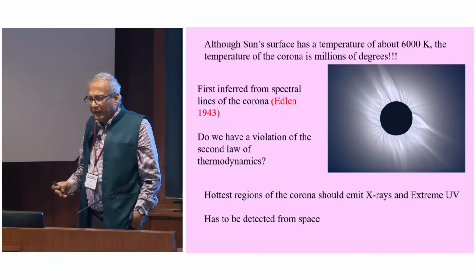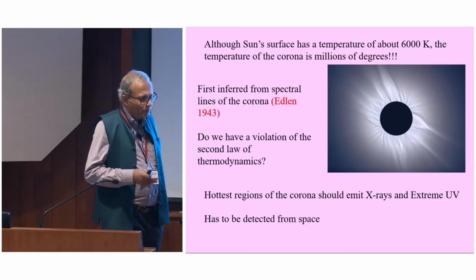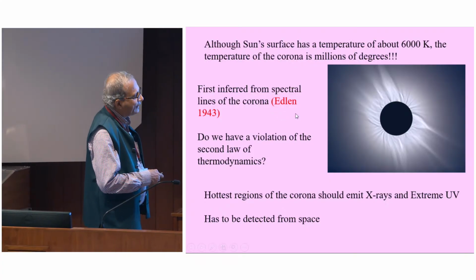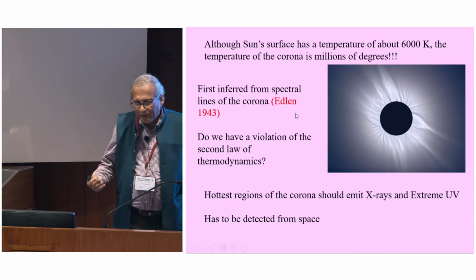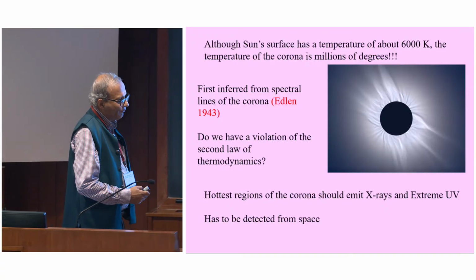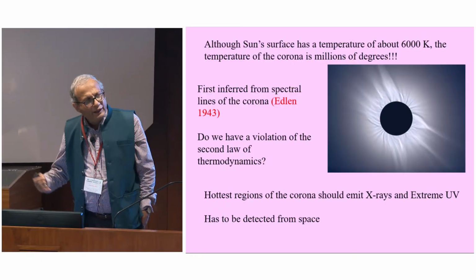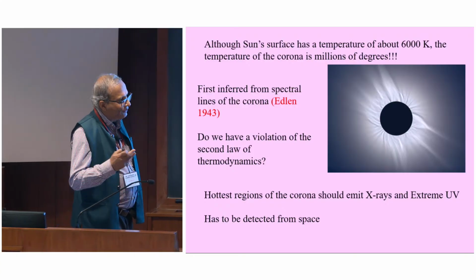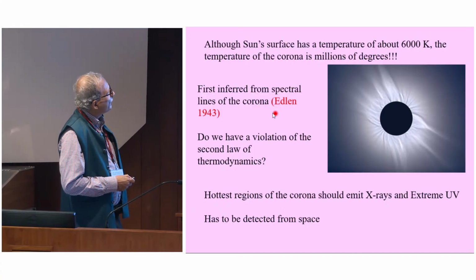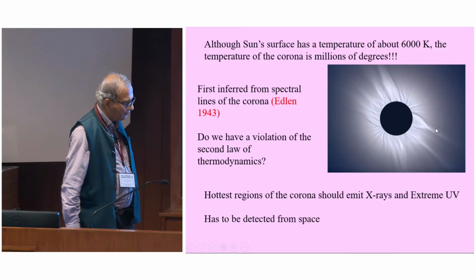But by that time, Mendeleev's periodic table was nearly full, and there was not much room for an unknown element. But then Edlén realized that these are not lines of some unknown element, but lines of iron atoms which have lost many electrons, something like 8 or 10 electrons. And only if the temperature is very high do you expect iron atoms to lose so many electrons. So from such considerations, it was concluded that the temperature of the corona is very high.